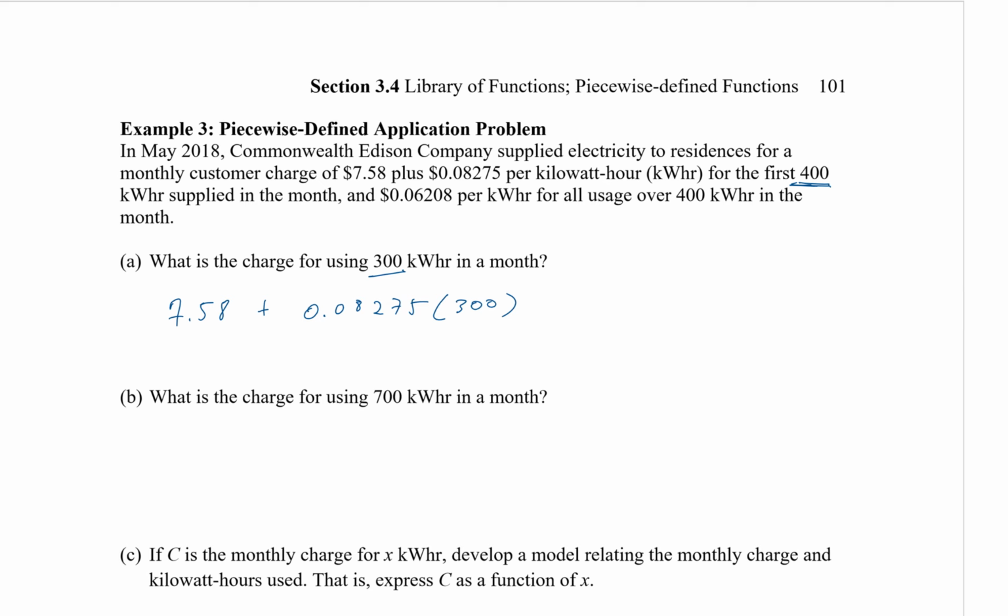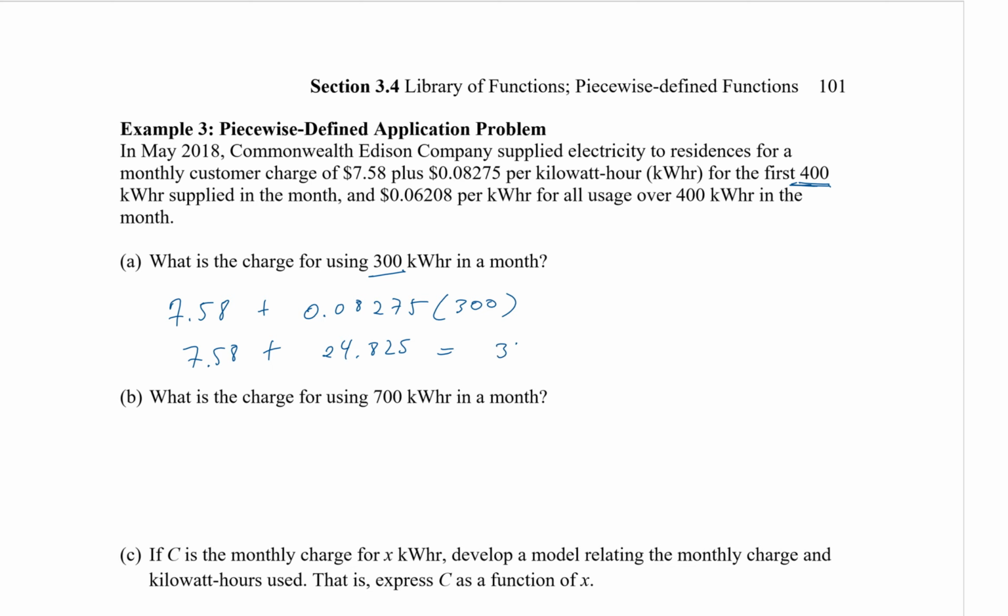0.08. What is it? 275 times 300 is 24.825, and this is 750. Oops, 758. So I'm going to add plus 7.58. It gives me 32, and okay. So I'm going to round, obviously, to pennies. I mean, I'll just put the answer.